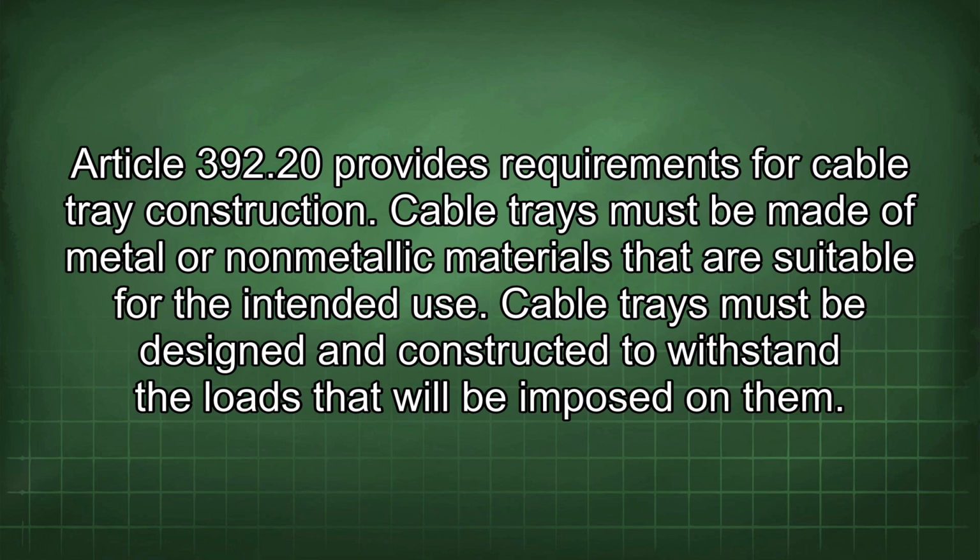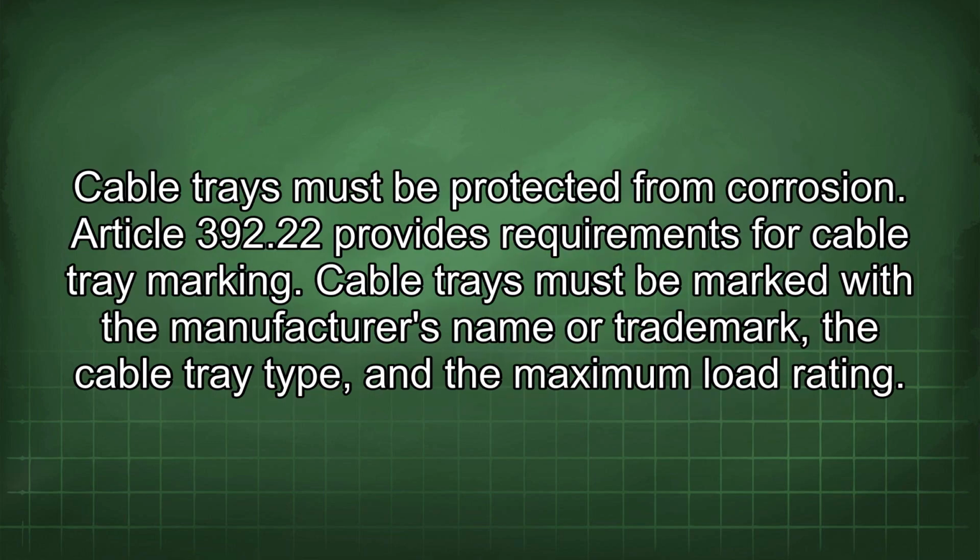Article 392.20 provides requirements for cable tray construction. Cable trays must be made of metal or non-metallic materials that are suitable for the intended use. Cable trays must be designed and constructed to withstand the loads that will be imposed on them. Cable trays must be protected from corrosion.